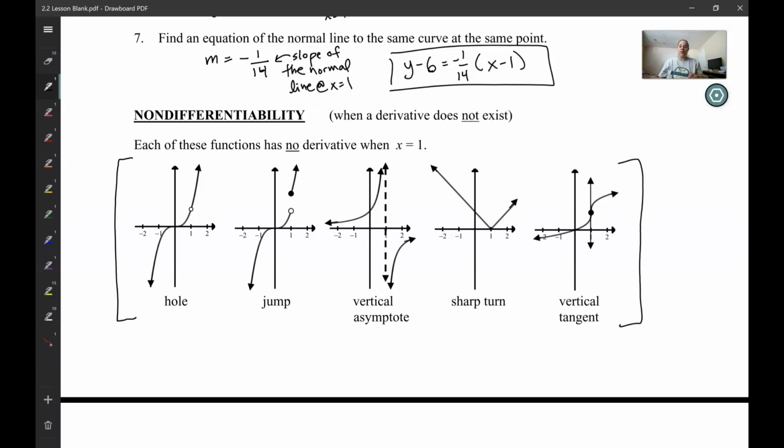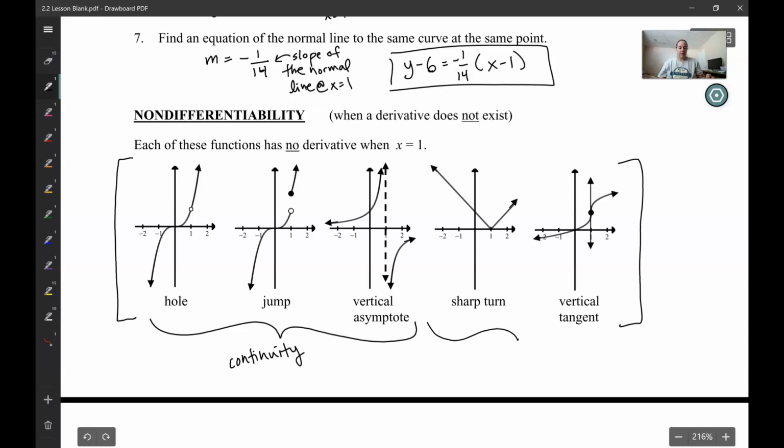So these are the 5 things that we look for, and if any of these things happen, then it's not differentiable. Now you'll notice these 3 should look familiar. These were the 3 we talked about when we talked about continuity. So when we talk about derivatives, we say a function needs to be continuous and differentiable. So these are the 5 things I look for. If I have any of these 5 things, I cannot take the derivative. It doesn't work.